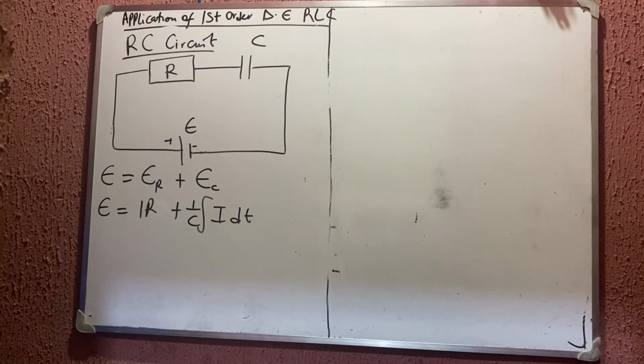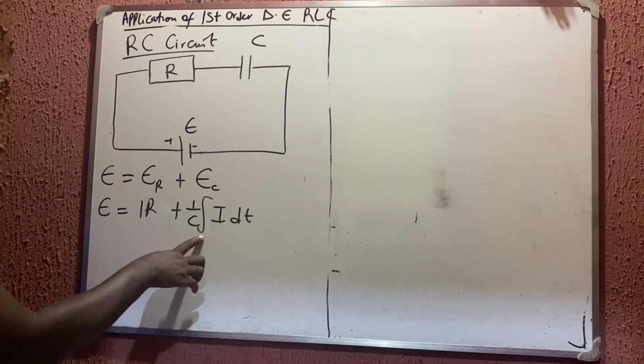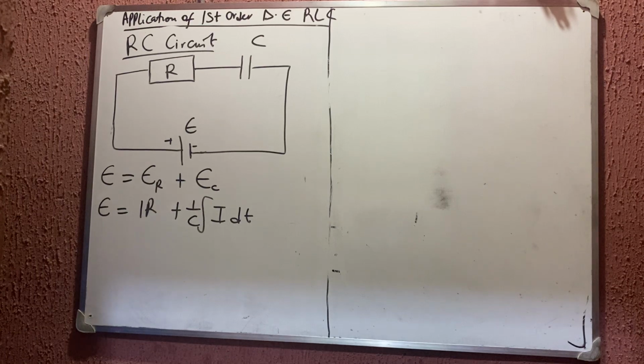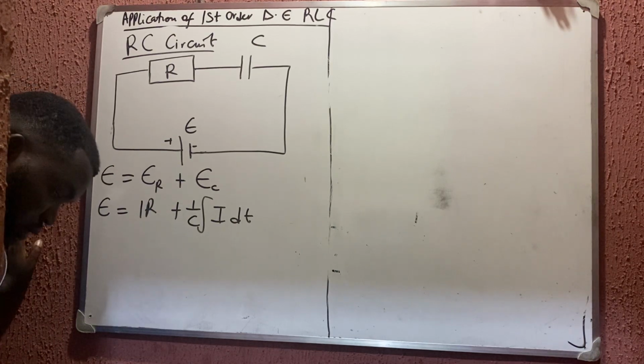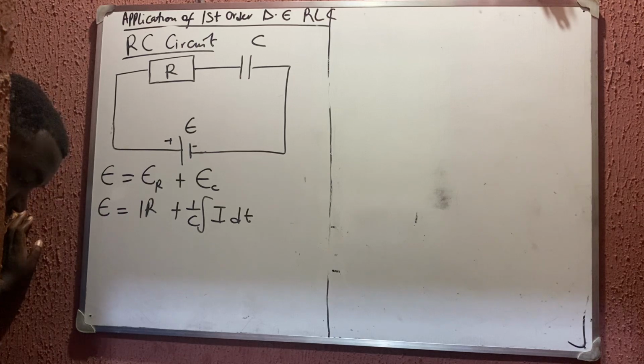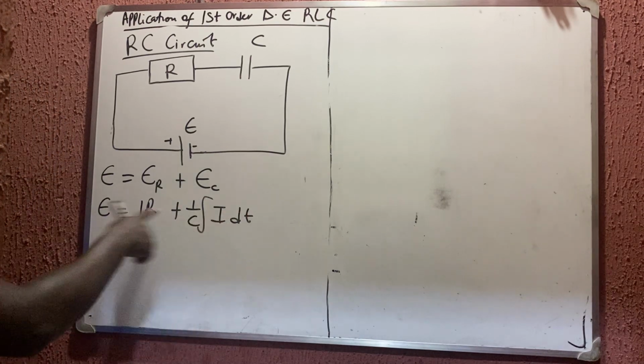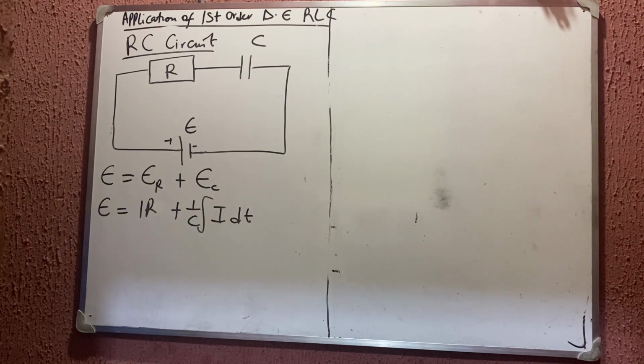what do we do? Let's decide to differentiate everywhere so that we can remove this integration. If I decide to differentiate everything, let's see what we are going to have with respect to t. We're differentiating with respect to t.